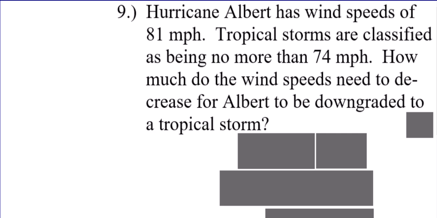Problem number 9. Hurricane Albert has wind speeds of 81 miles per hour. Tropical storms are classified as being no more than 74 miles per hour. How much do the wind speeds need to decrease for Albert to be downgraded to a tropical storm? Okay, that was a bit of an interesting problem here. Let's find the words that mean the inequality symbol. Can you find them on your own? Feel free to hit pause real quick.